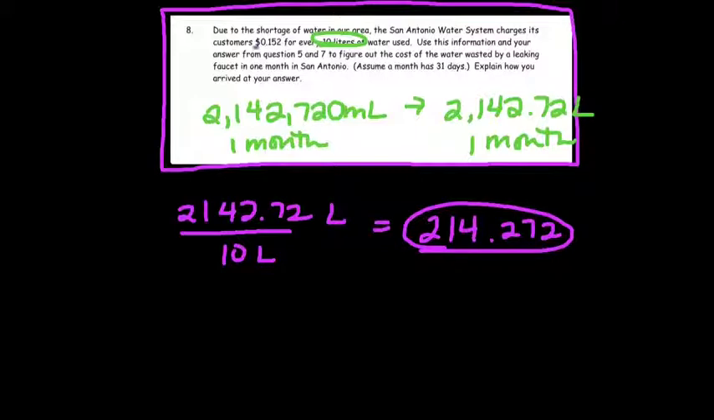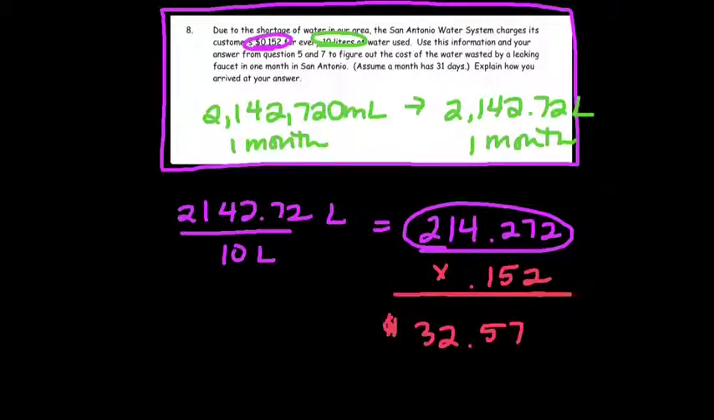Now, they're going to charge me $0.152 for every 10 liters that I waste. So I wasted approximately 214.272 groups of 10 liters. So I'm going to take this number now and multiply it by what they charge me, which is 0.152. This is then going to give me approximately $32.57. So if I left this faucet running and I didn't do anything to stop it, then in 1 month I would be charged $32.57 for leaving that water on.